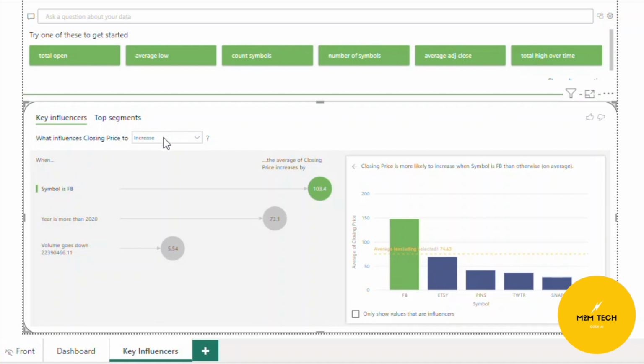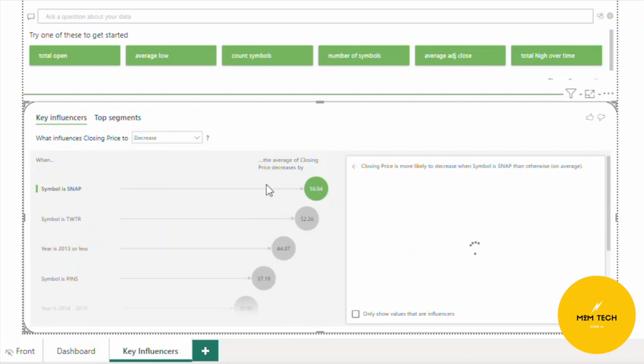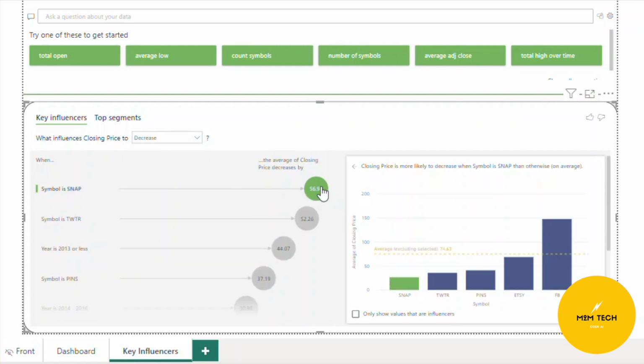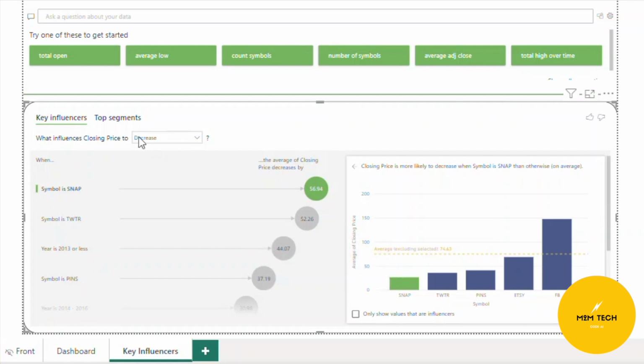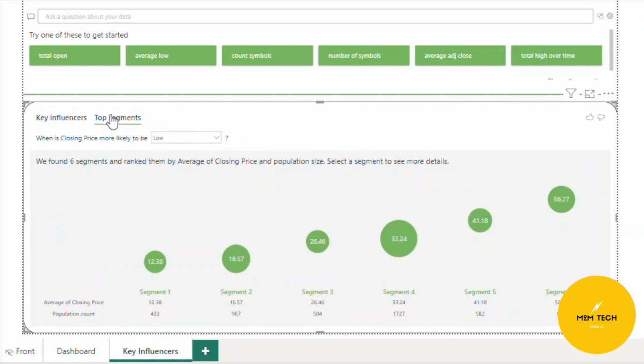If you want to see what causes the prices to decrease, then you would say the symbol is Snap. And again, we see Snap had the lowest closing prices. You can also look at top segments and say, oh, looking at the population size and the closing price, let's pick the biggest looking one.